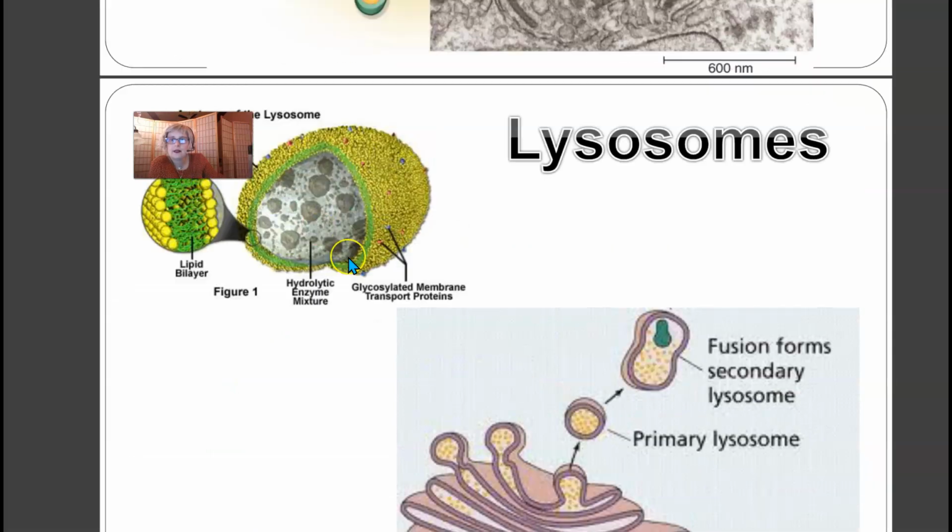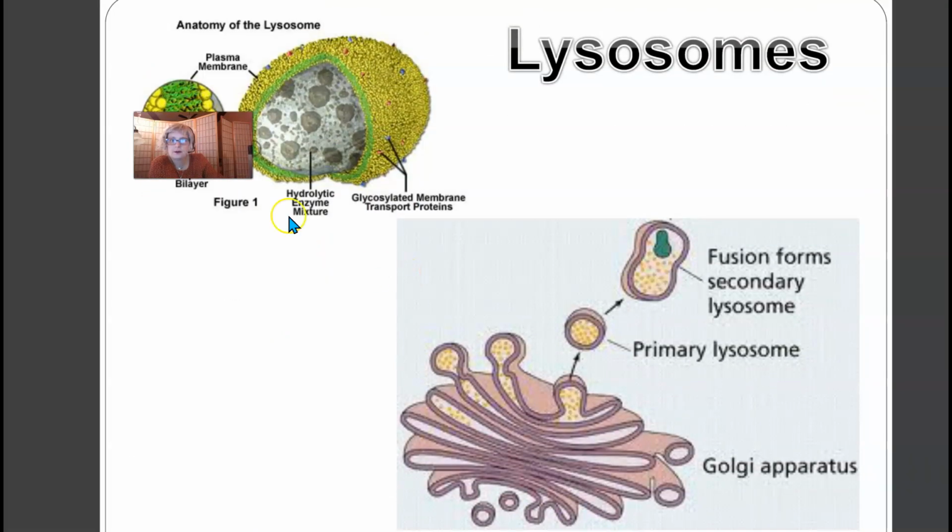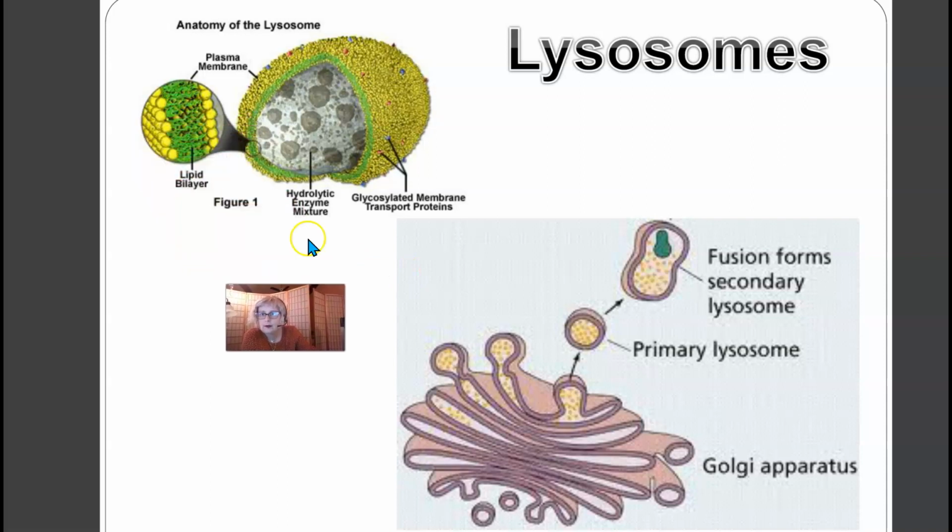So the lysosome structure, basically it has a glycosylated membrane, and it has the hydrolytic enzyme mixture inside. And believe it or not, it also has a lipid bilayer, just like the cell membrane. So that is the template. So our cell membrane holds everything inside the organelles, and then these organelles also have these bilayers. So this particular organelle, the lysosome, has a lipid bilayer as well. Okay, I'm going to keep going.